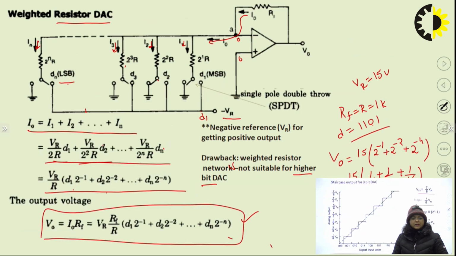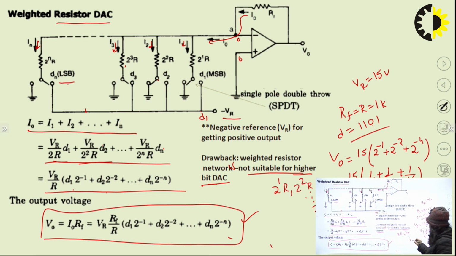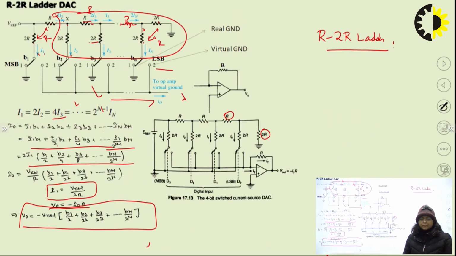In the weighted resistor DAC, we have seen one drawback, that it requires a large range of resistors for higher bit data, because it requires different types of resistors, 2 to the power 1R, 2 to the power 2R and similarly 2 to the power nR. Hence, we require a circuit which consists of only two types of resistance. So in the R2R ladder, we require only two resistors, R and 2R. That's why it is called the R2R ladder.